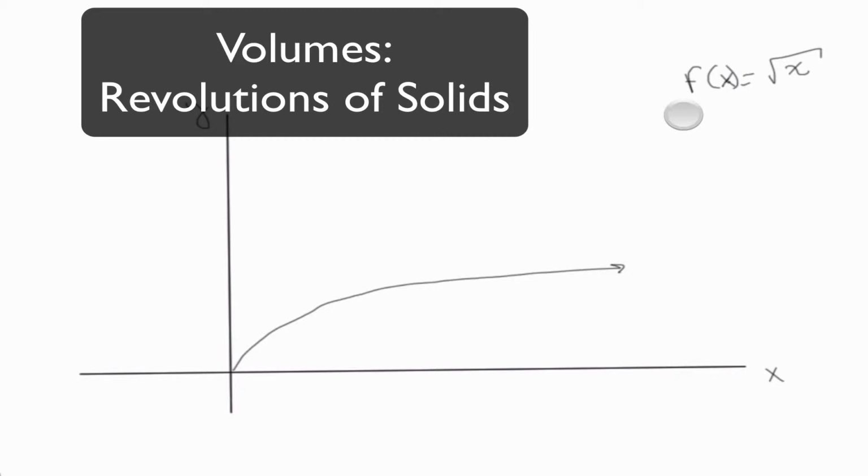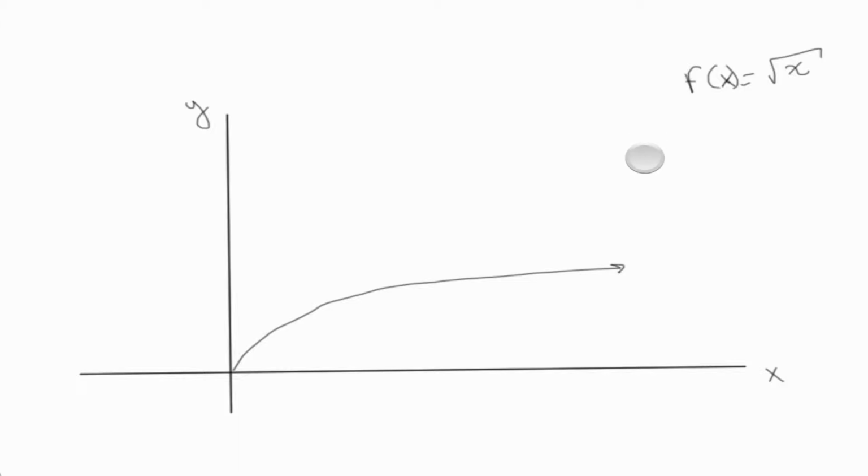Hey there, everybody. So today we're going to talk about volumes of solids, and the way we do that is we take a function, something like f of x equals the square root of x, and we want to draw that graph, which I've already drawn. What we need to find out first, and I'll show you guys this in class, is basically what the area is going to be and where you are going from and to.